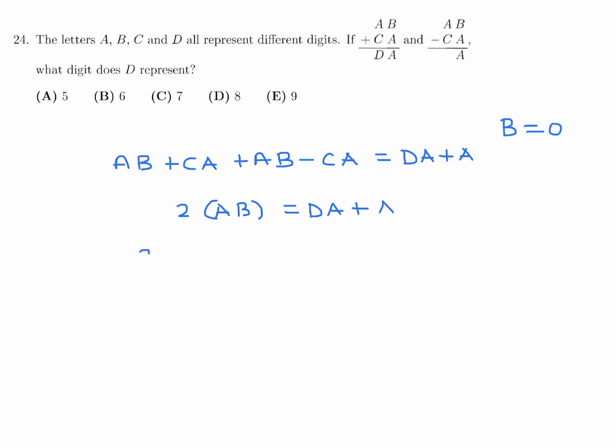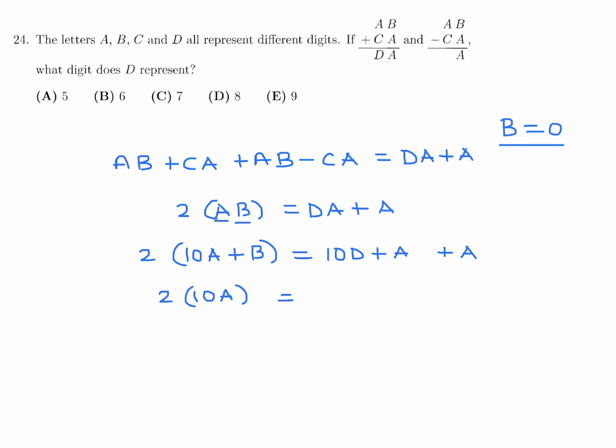But remember, this represents a number, right? It's really 10A plus B. These are digits, so if we write it properly, this is the correct format. And very similarly, this is 10D plus A. Now, we already established that B is equal to 0, so I can put that in there. 10A plus 0, and this becomes 10D plus 2A. Divide through by 2, and we get 10A is equal to 5D plus A, and then bring the A over and get 9A is equal to 5D.